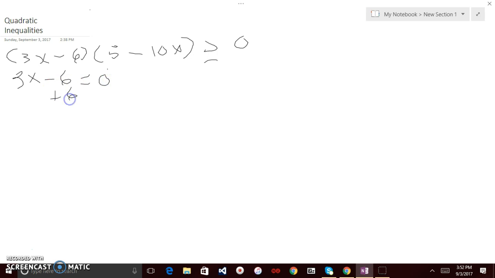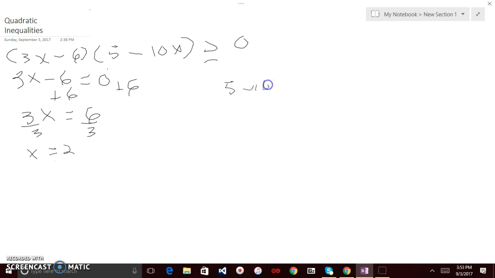Plus 6, plus 6. So that's 3x is equal to 6. Divide by 3, divide by 3. x is equal to 2. That's one zero.